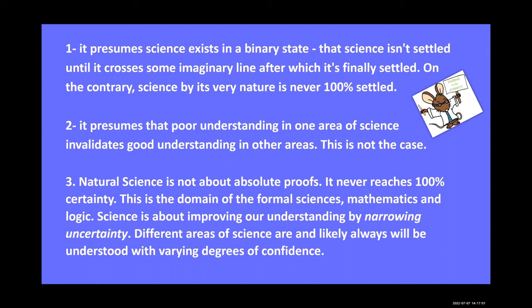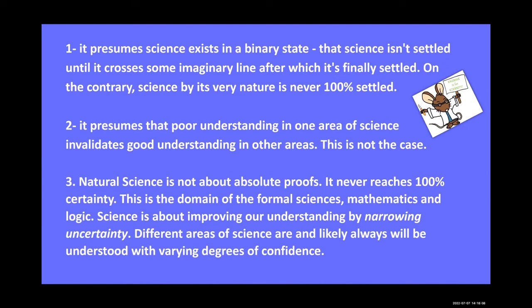On the contrary, science is, by its very nature, never 100% settled. 100% is when we're talking about formal sciences. We'll come back to that in a second when we get to point 3. Number 2, it presumes that poor understanding in one area of science invalidates good understanding in other areas of science. This is not the case.